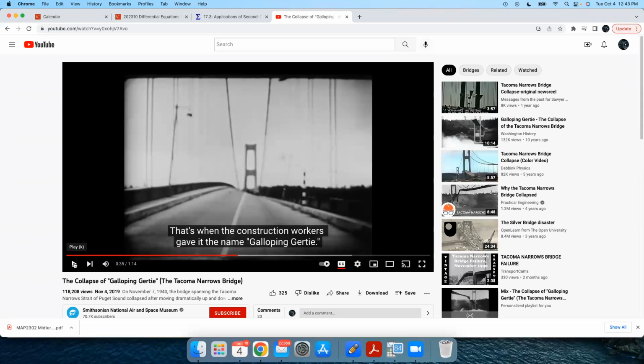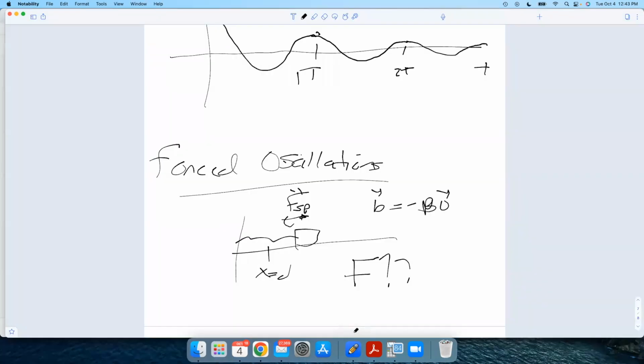The wind was causing oscillations at the resonant frequency of the bridge. And it was pumping energy into the bridge, which eventually caused the bridge to collapse. There are also examples of people marching across a bridge and they happen to march at the frequency that the bridge wants to oscillate at anyways. That's called the resonant frequency.